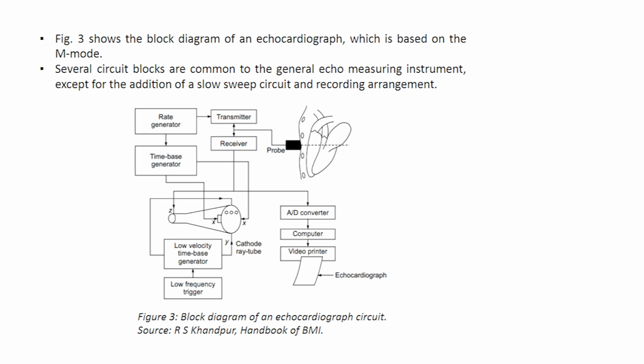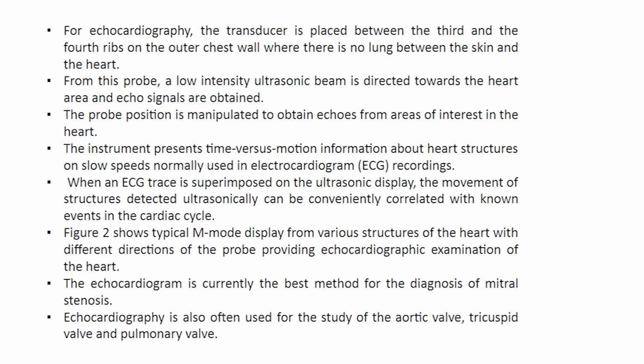Figure 3 shows the block diagram of an echocardiogram which is based on the M mode. Several circuit blocks are common to the general echo measuring instrument except for the addition of a slow sweep circuit and recording arrangement. For echocardiography, the transducer is placed between the third and the fourth ribs on the outer chest wall, where there is no lung between the skin and the heart. From this probe, a low intensity ultrasonic beam is directed towards the heart area and echo signals are obtained. The probe position is manipulated to obtain echoes from areas of interest in the heart.